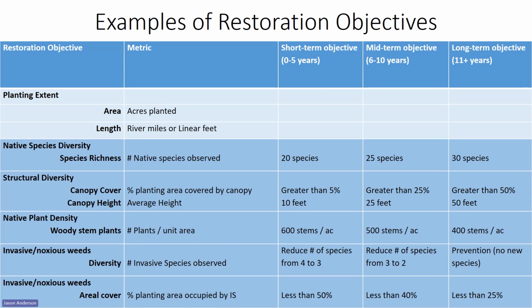So again, these are examples of restoration objectives, and obviously you'll need to use your professional judgment about which objectives to include for each restoration project area. And keep in mind when you're writing these objectives to try to use SMART objectives. Now, SMART is an acronym, right? And SMART refers to specific, measurable, achievable, relevant, and time-bound. So keep SMART objectives in mind when you're creating them.